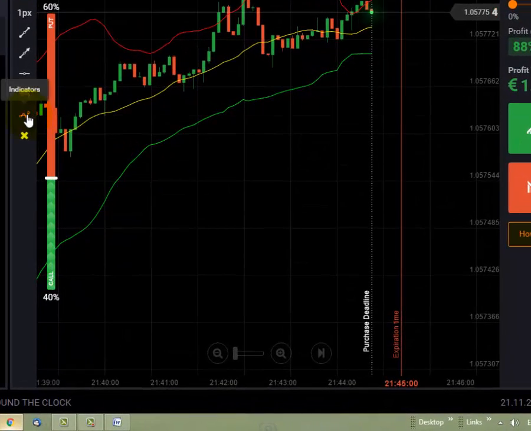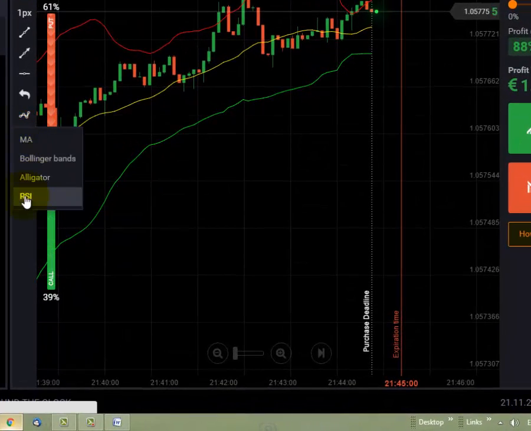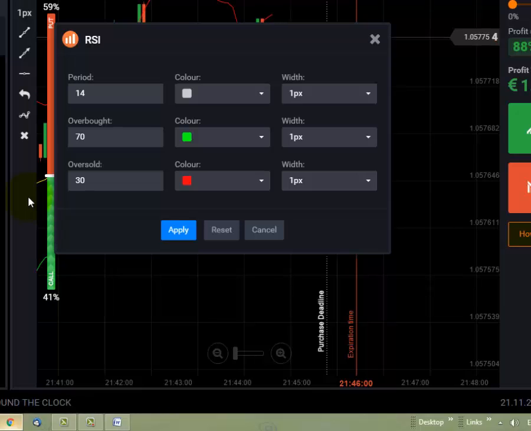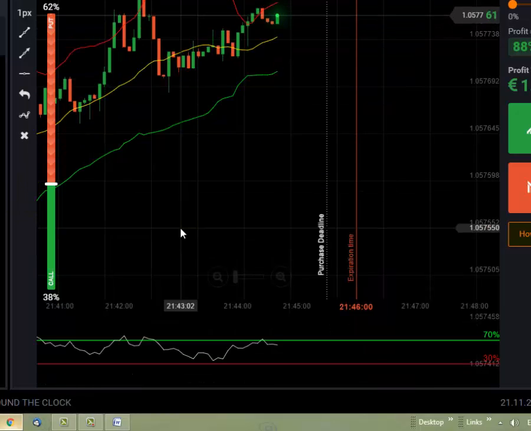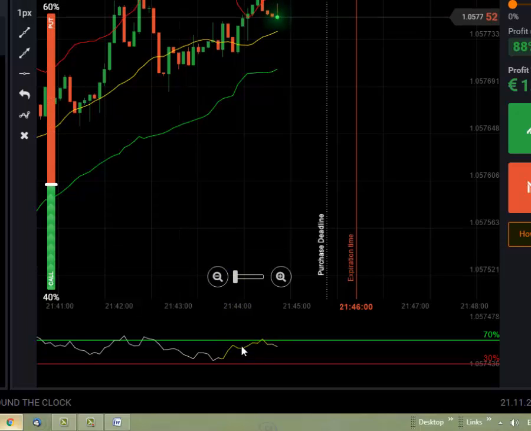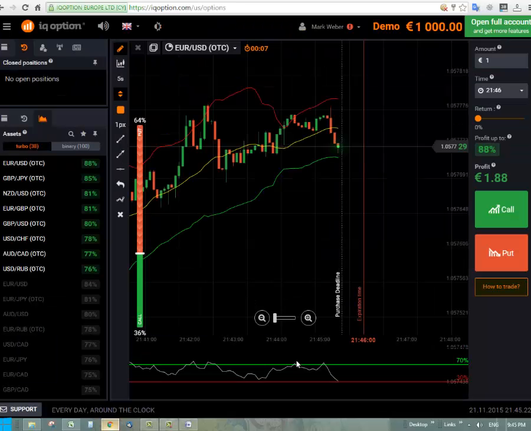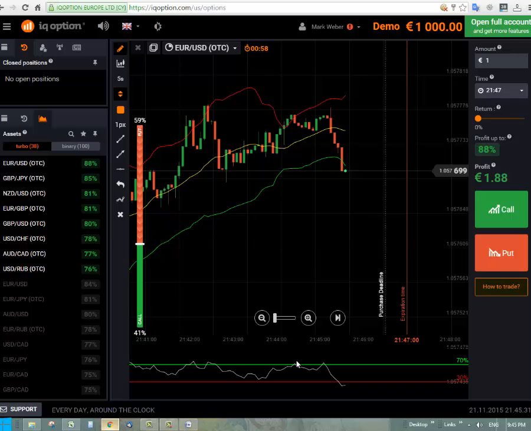The next indicator we will use is the RSI, the relative strength indicator. We will leave it as it is. What we see here, first of all, what is the RSI? What is relative strength index or indicator? It is a technical momentum indicator that compares the magnitude of recent gains to recent losses in an attempt to determine overbought and oversold conditions of an asset.